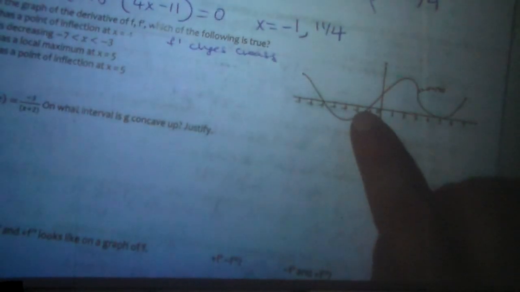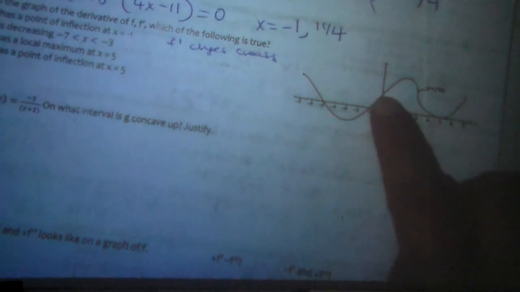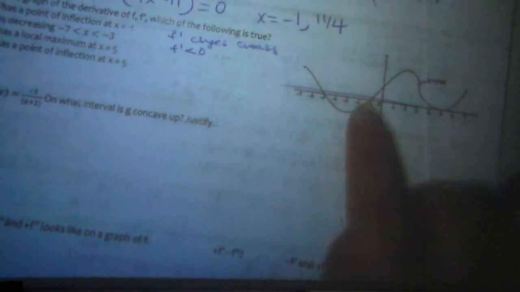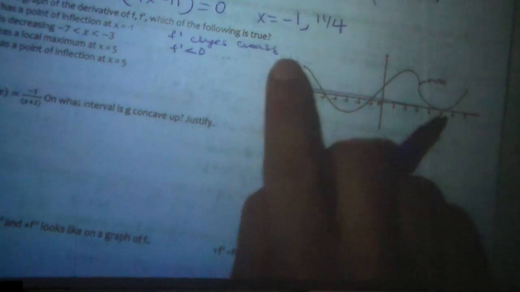Given the derivative f prime, which of the following is true? So point of inflection is where f prime changes from increasing. At -1, nope, it's changing from negative to positive. That just means a minimum, not a point of inflection. F decreasing is f prime negative, so I want negative values from -7 to -3. No, that is f prime decreasing, which is not f decreasing, right?